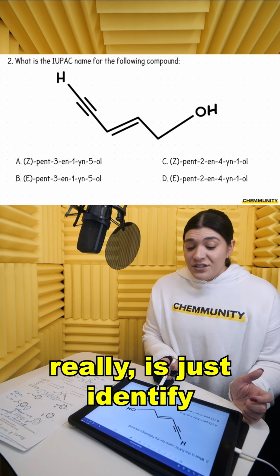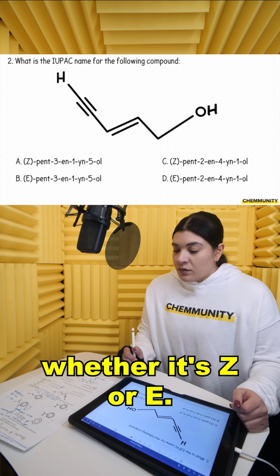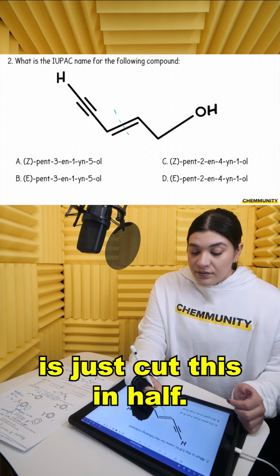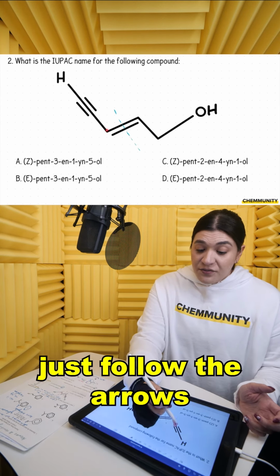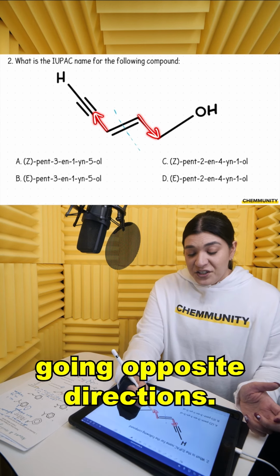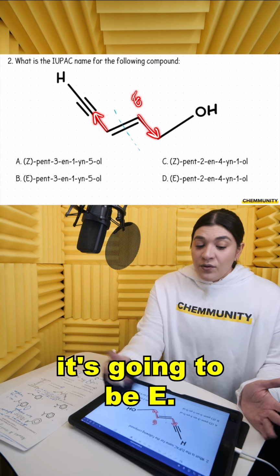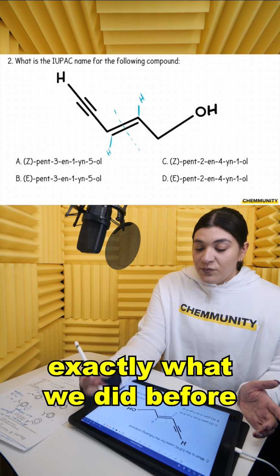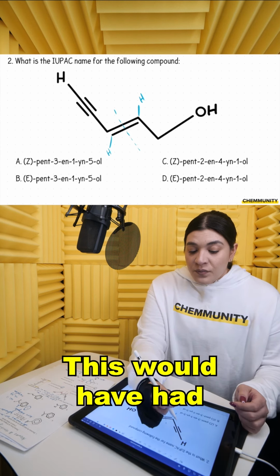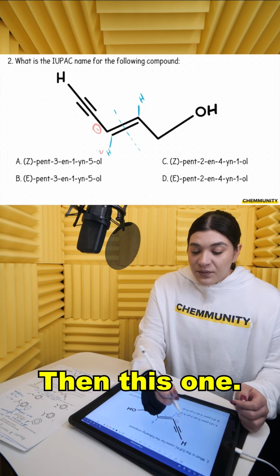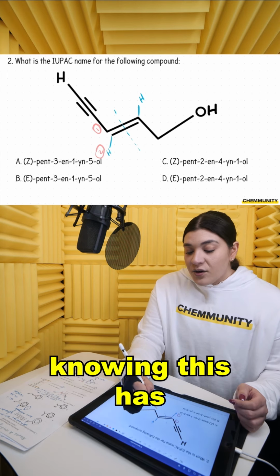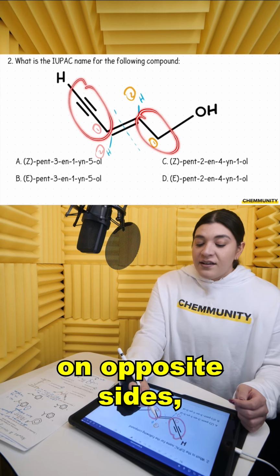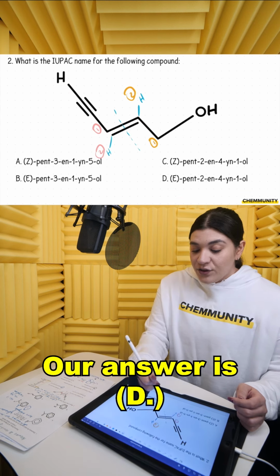The next thing we have to do really is just identify whether it's Z or E. And we're specifically looking at the double bond. So what I'm going to do is just cut this in half. What you can do is really just follow the arrows and see that these are going opposite directions, and that tells me it's going to be E. Or we can also assign priority and do exactly what we did before when figuring out geometric isomers. This would have had the highest priority, then this one. I'll do the same thing for the opposite side, knowing this has the highest priority, then this one. If our highest priority groups are on opposite sides, that's going to be E. Our answer is D.